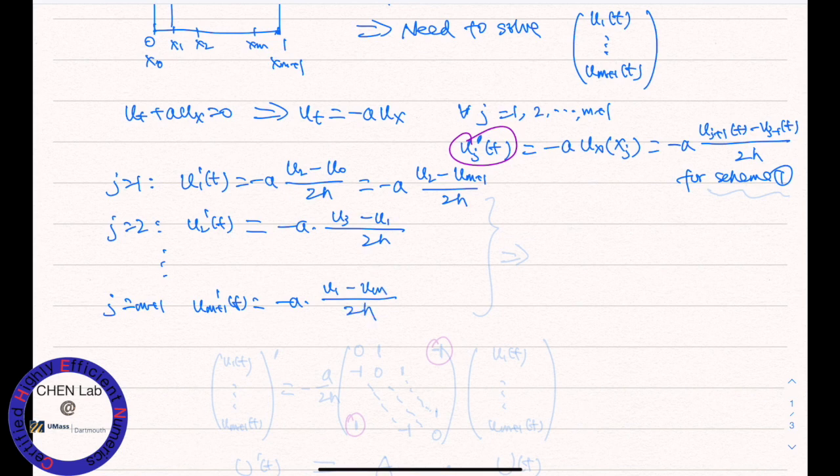So we just need to turn all these equations into a system, as we did before. So we're going to get u1(t) all the way to u_{m+1}(t), this guy prime. The first equation gives us the first row, the second equation gives us the second row, and so on and so forth. So first of all, they all have negative a over 2h outside.